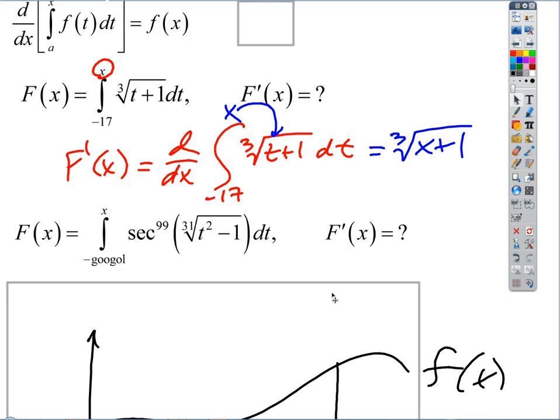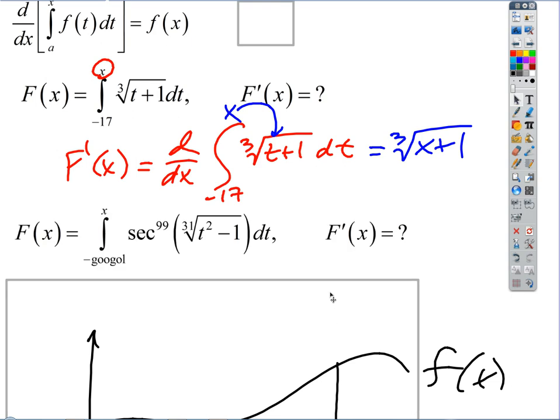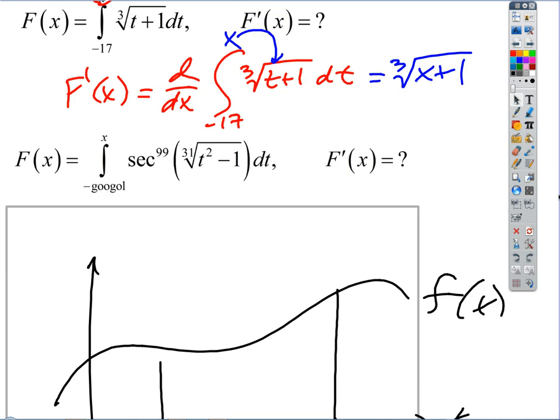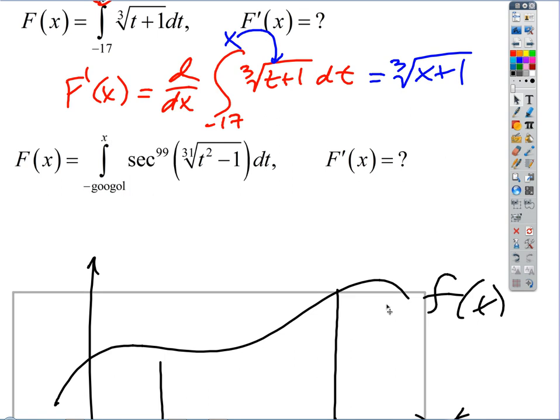Okay, how about we take one that appears to be incredibly hard. That looks awful. We've got a secant to the 99th of some bizarre radical involving t's, and we're going to go from negative a googol. What's a googol? 100 zeros. Yeah, 10 to the 100. So it's a constant, a number. We're going to go from negative a googol up to x. That looks horrible, but what's the simple answer to that? Plug in. Yeah, all I do is plug in x.